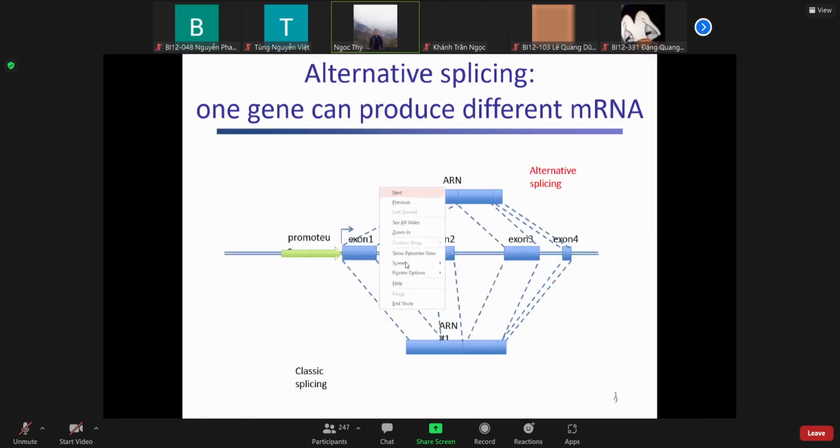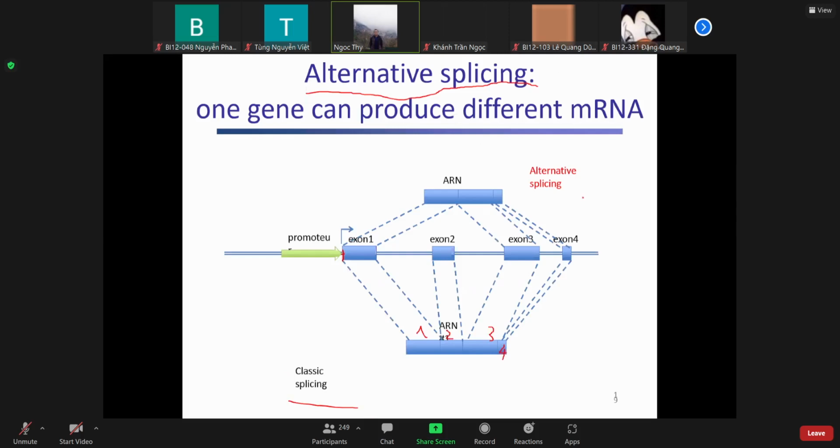One phenomenon that is quite interesting is alternative splicing in eukaryotic cells. That means that not all the time are all the exons transcribed into mRNA. So for example, here is the promoter, and this is the transcription starting site. We have a gene with 4 exons: exon number 1, 2, 3, and 4. In one way of splicing, the mRNA is synthesized with the sequence from all the exons, 1, 2, 3, and 4 here. So it's a classic splicing.